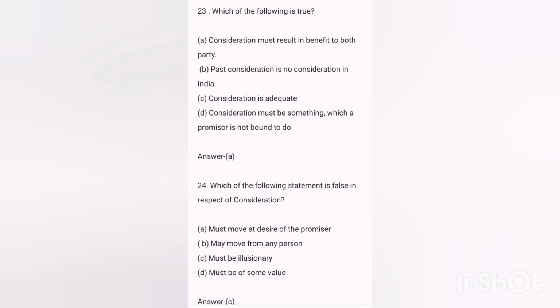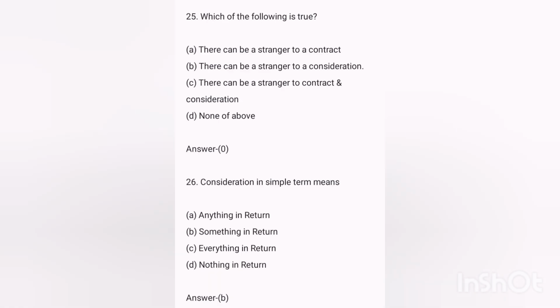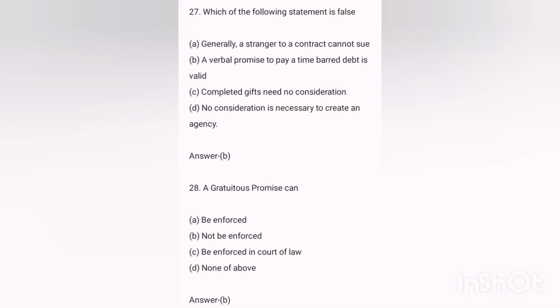Next, which of the following statements is false in respect of consideration? Answer was C, must be illusory. Next, which of the following is true? Answer was C, there can be a stranger to the contract and the consideration. Next, consideration in simple terms means. Answer was B, something in return. Next, which of the following statements is false? Answer was B, a verbal promise to pay a time-barred debt is valid.